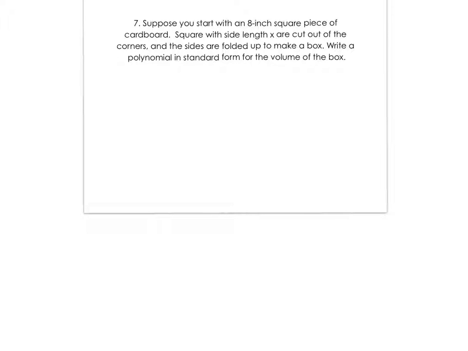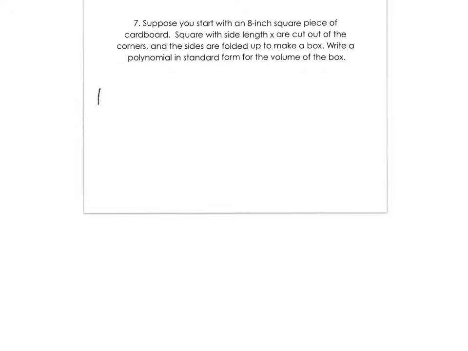Number 7, suppose you start with an 8-inch square piece of cardboard. Squares with side length x are cut out of the corners and the sides are folded up to make a box. Write a polynomial in standard form for the volume of the box. So let's start by making a picture. It might be helpful to see what this would look like.